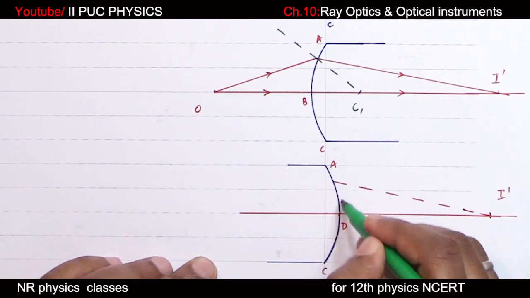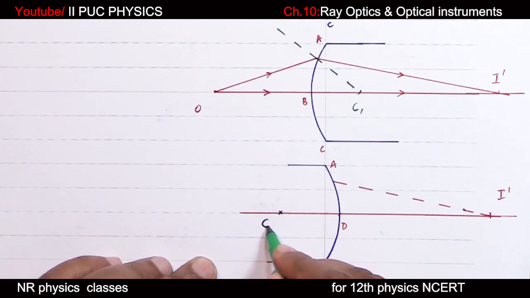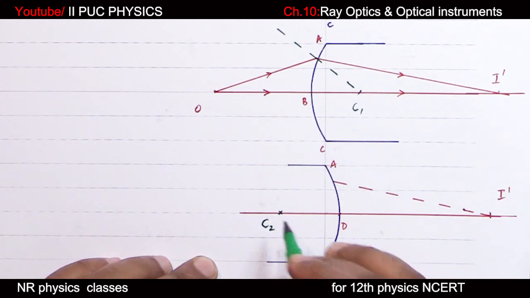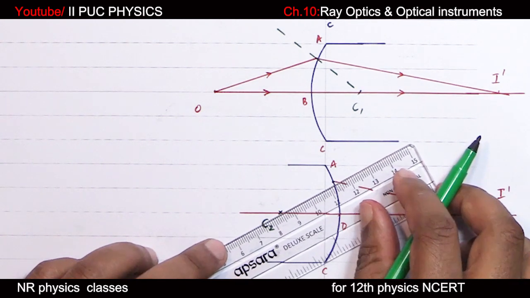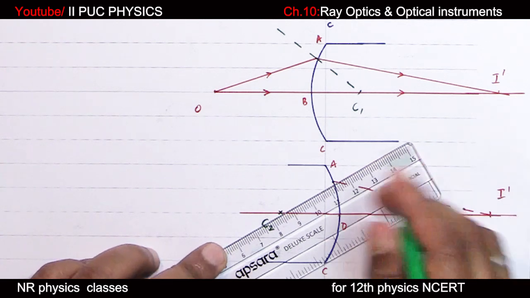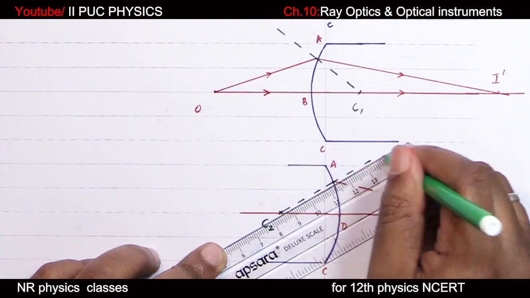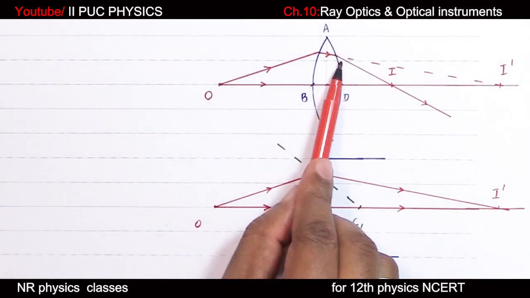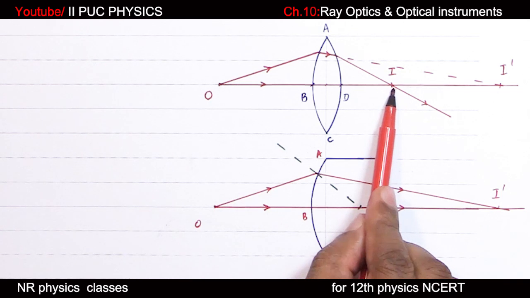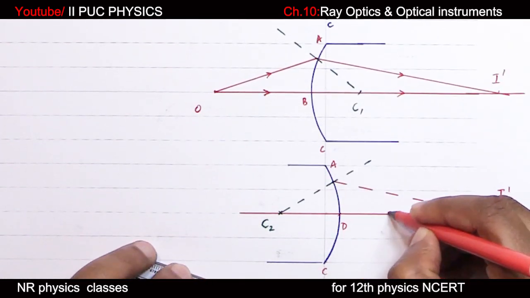For the second interface ADC, let this be the center of curvature, C2. From C2 to this point. For the time being, treat this point as the point of incidence. So this is the normal drawn at the point of incidence. Now observe this refracted ray, which meets the principal axis at I.